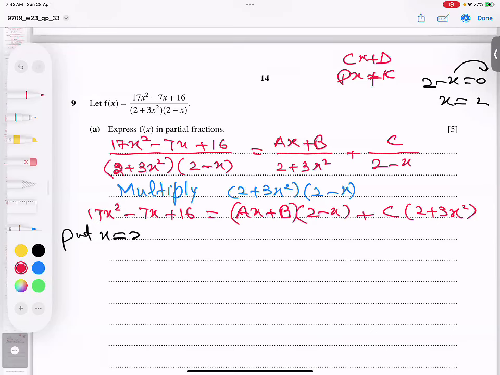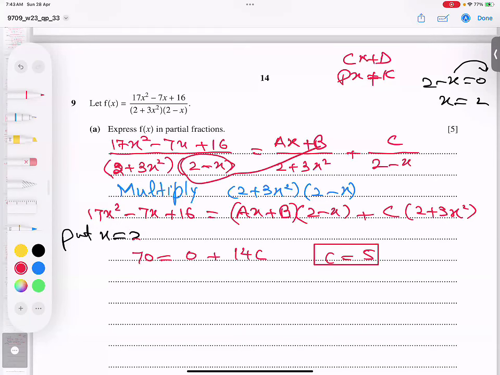And when I put 2 here, left-hand side, so let's see, 17 times 4 minus 7 times 2 and plus 16. Let me recheck. I'm getting 70 on the left-hand side. When I plug in 2 here, 2 minus 2 is 0, as I said, so this whole part becomes 0. And when I plug in here, 2 squared is 4, times 3 is 12, 12 plus 2 is 14. And you can see, I get the C value equal to 5.